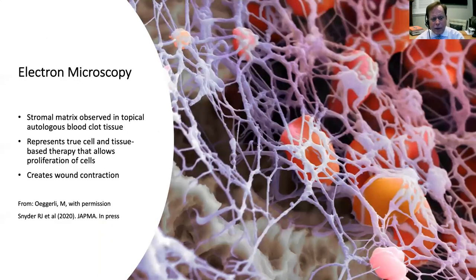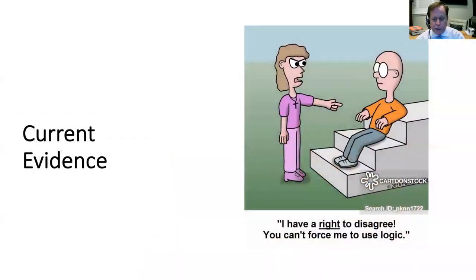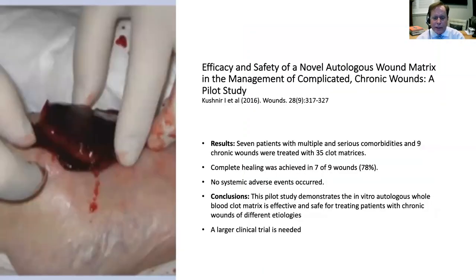Here's an example of an electron microscopy, just looking at this stromal matrix, and you can see those keratinocytes sitting in this matrix, moving across the matrix, truly representing a true cell and tissue-based therapy that allows proliferation of cells and creates wound contraction. So let's look at some of the evidence.